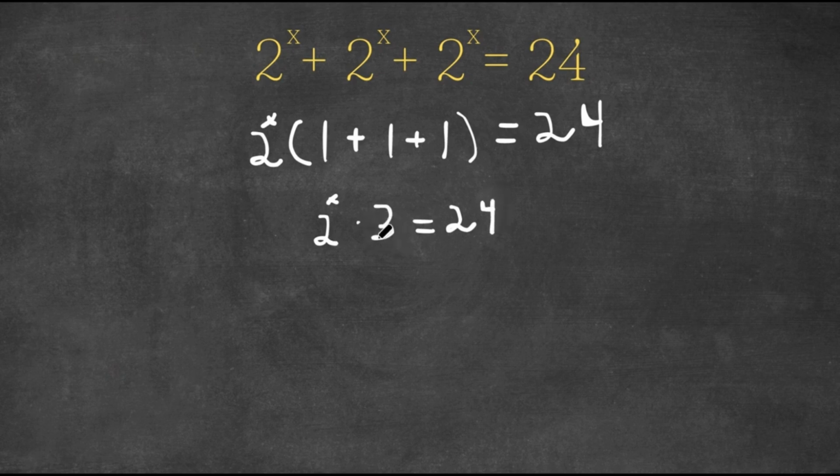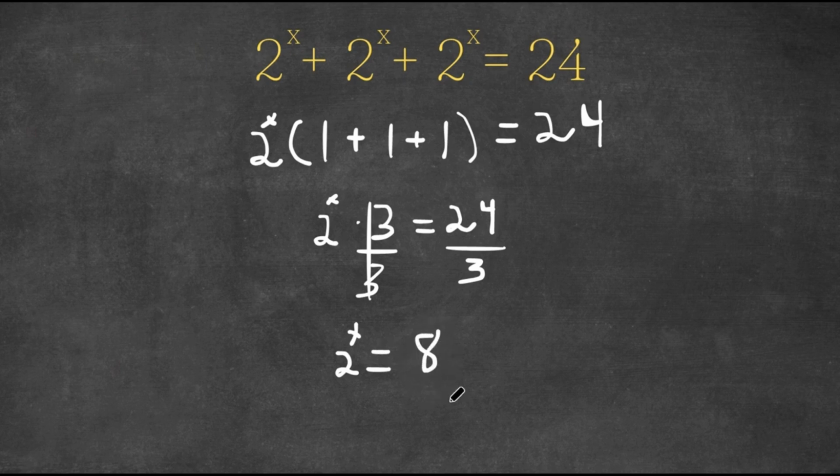Now, I actually want to isolate this here, 2 to the power of x. So to do that, I'm going to divide by 3 on both sides to cancel out this 3. So if I divide by 3 on both sides, these two cancel out, and I'm left with 2 to the power of x on the left-hand side is equal to 24 divided by 3 is 8. So 8, we could actually write 8 as 2 to the power of 3. So I'm going to rewrite 8 as 2 to the power of 3.